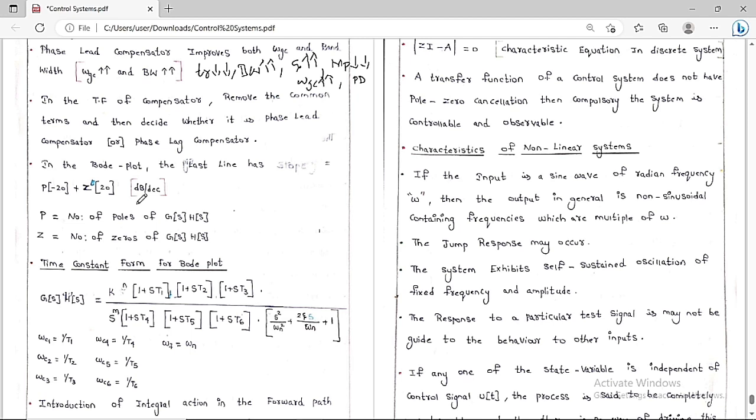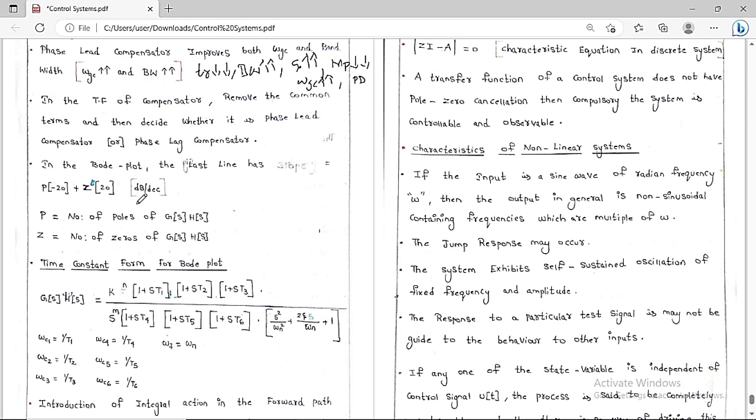If the zero is closer to the origin when compared to the pole, it is called a phase lead compensator. If the pole is closer to the origin when compared to the zero, it is called a phase lag compensator. This point I already told you so many number of times. So in the question, if they give some transfer function, we have to remove the common terms, then decide whether it is a phase lead compensator or a phase lag compensator.